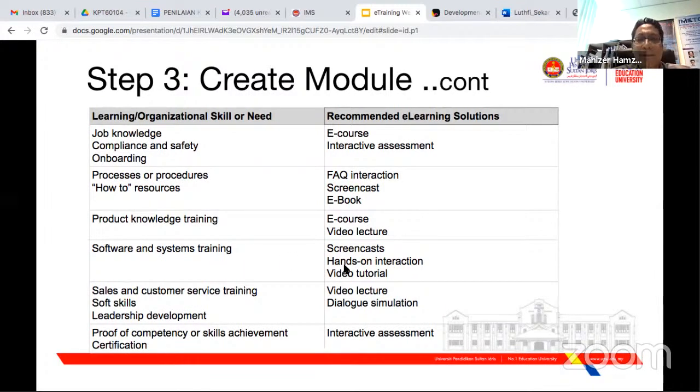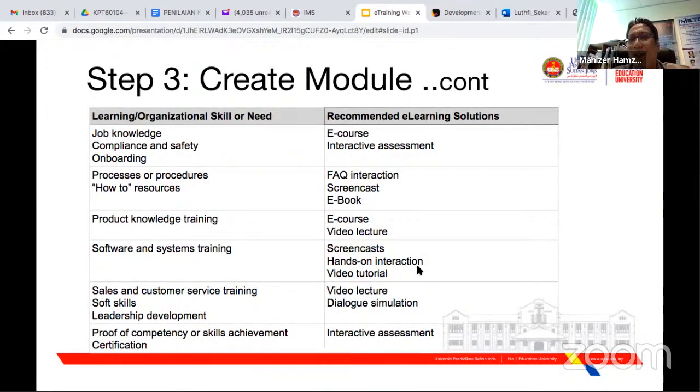Software and system training, maybe screencast, hands-on interaction, and video tutorial. What happened in the pandemic situation, whereby some courses in my university required students to involve skills? The lecturer asked them to demo how to do it, record the video, and send the video to the lecturers. So the lecturers can see how they do it, maybe give comments, and then they can evaluate it.